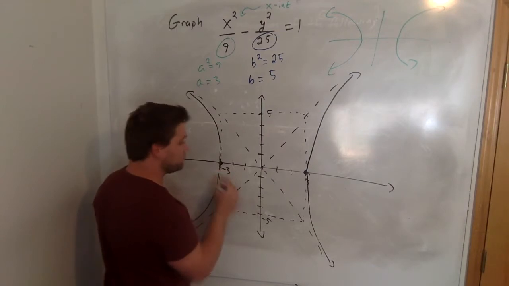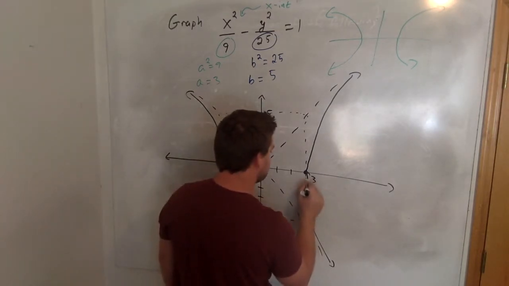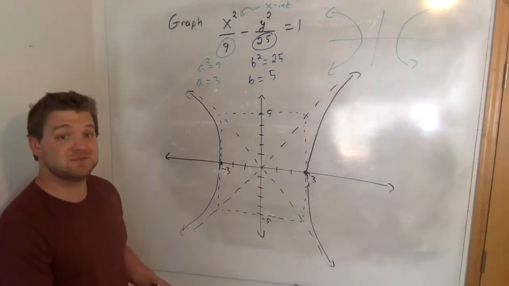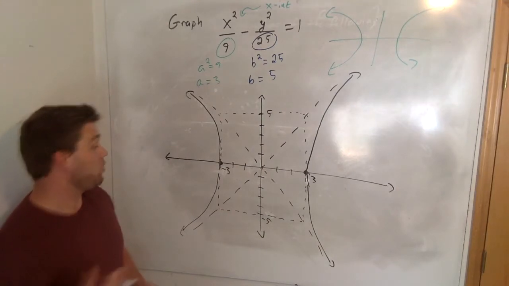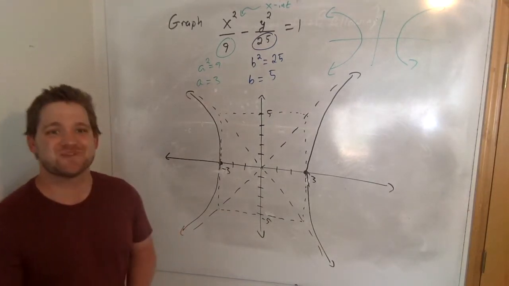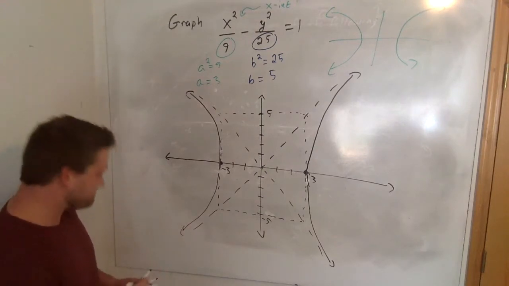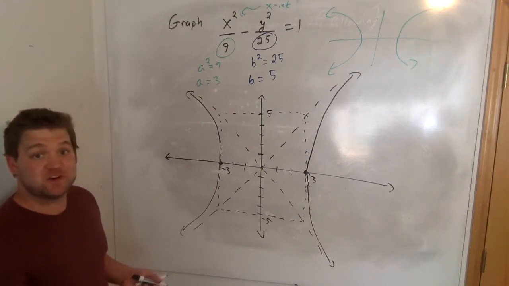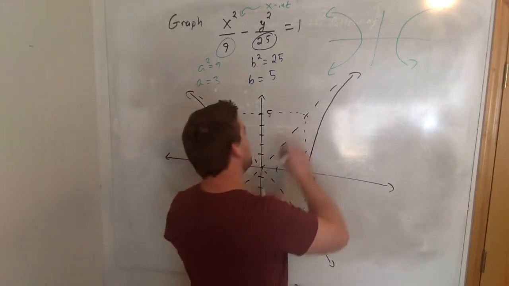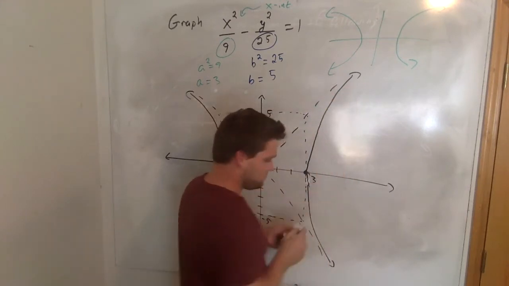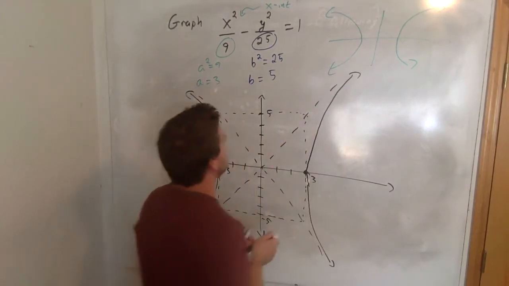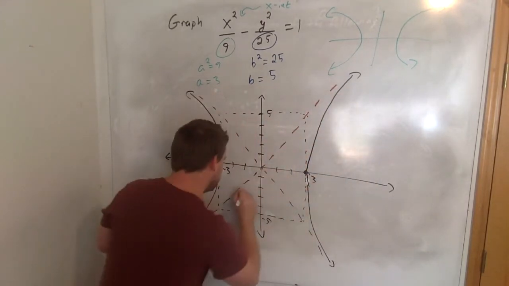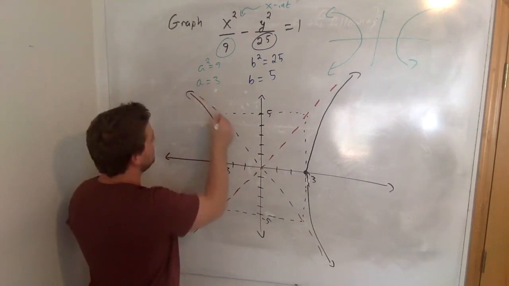Now, there's a couple other features that we're going to want to know. We're going to want to know the equation of the asymptotes, and we're also going to want to record the vertices and the coordinates of the foci. I think we can hopefully easily write down at least the equations of the asymptotes. Maybe I'll sketch the asymptotes in red. Here's another one.